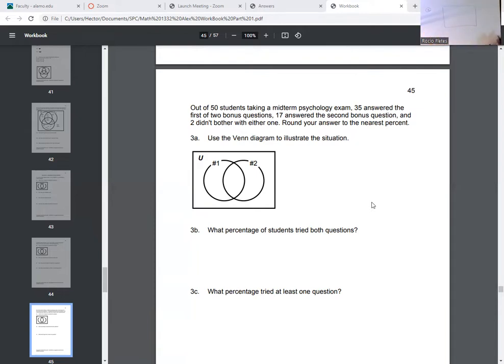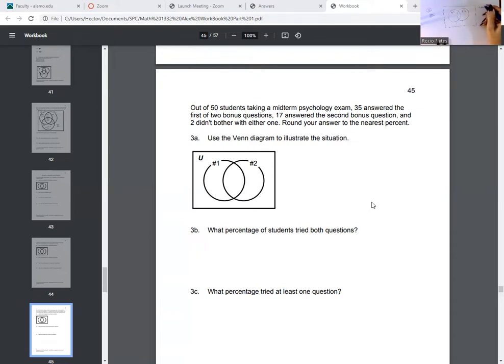And so the Venn diagram, part 3A, is doing the Venn diagram. So we are going to have bonus question number 1 and bonus question number 2. We're going to have some people that actually answer both, right? So we're going to figure that out. Okay, what do we know? So we know that we have a total.